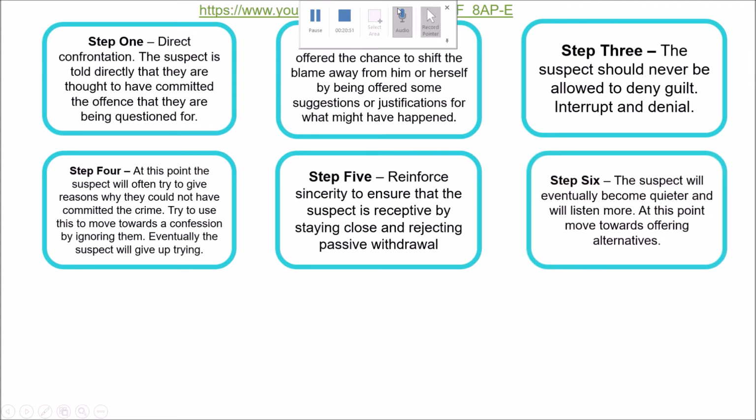In step 6, we usually start to maybe show some sympathy and understanding. We're trying to encourage them to cooperate with all the things that we've already said. So in this, usually they're going to become a bit quieter, maybe listen more, things like that.